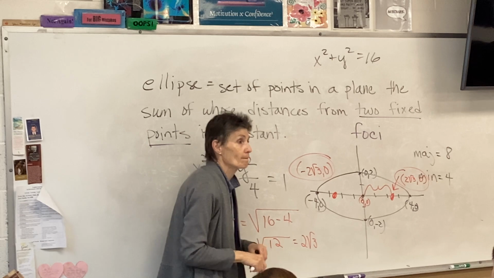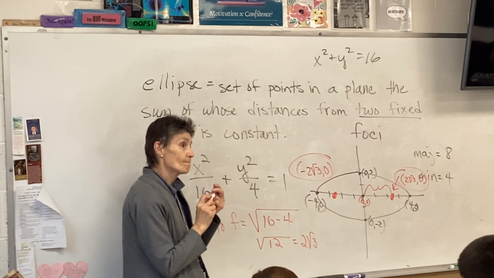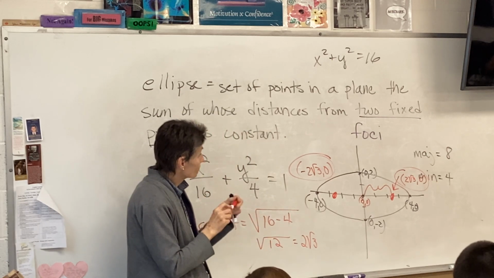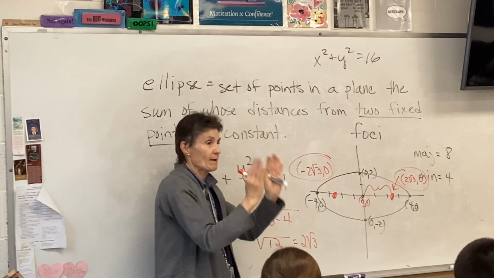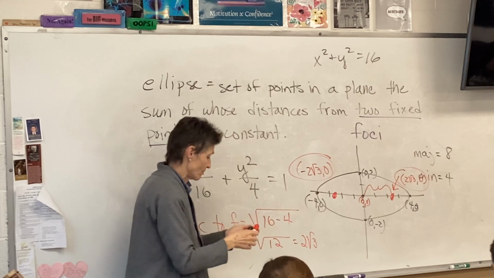Is there a way that you want us to list the foci and the vertices on our answer? Like, do you want us to put commas in between, or how do you want us to list them? You just have 4 ordered pairs or 2 ordered pairs, that's fine.